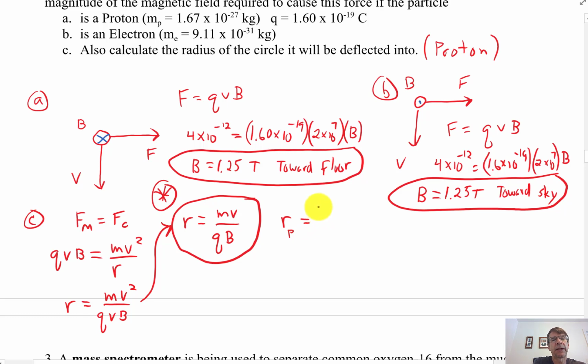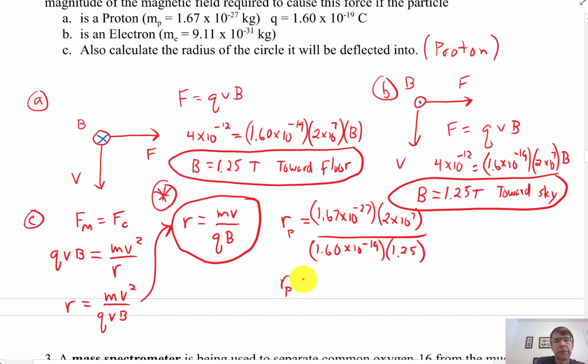to be plugging in the mass of the proton, which is 1.67 times 10 to the negative 27th. That's the mass. We'd get a different number for the electron because of its different mass, which we're not going to do. Times the velocity, 2 times 10 to the 7th, divided by q, 1.60 times 10 to the negative 19th, times the magnetic field, which is 1.25. So, the radius of the circle that the proton will be deflected into, in uniform circular motion, is 0.17 meters.